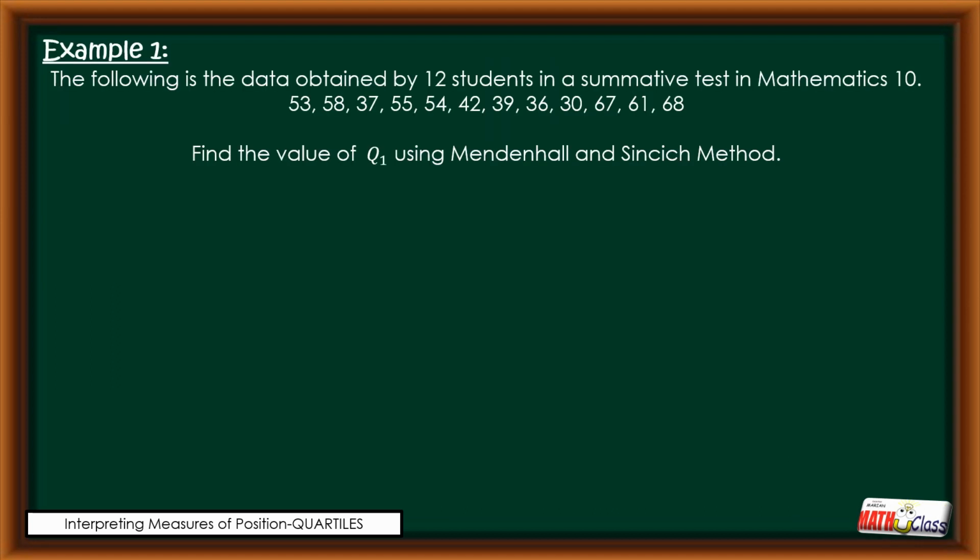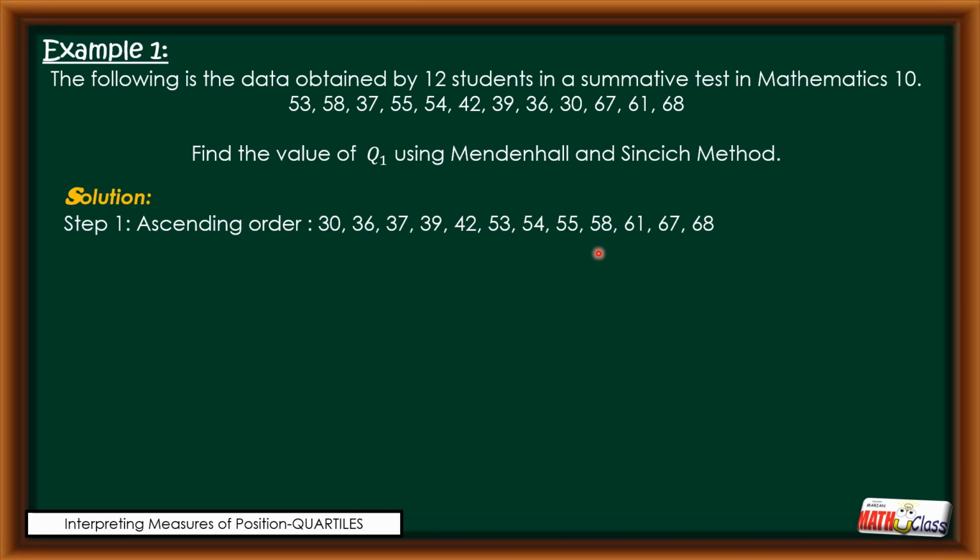The following is the data obtained by 12 students in a summative test in Mathematics 10. Find the value of Q1 using Mendenhall and Sincich method. This problem is an example of ungrouped data, so we will be using these steps to get the value of Q1. Step 1. Arrange the data in ascending order. Step 2. Find n or the total number of elements. The value of our n here is 12.